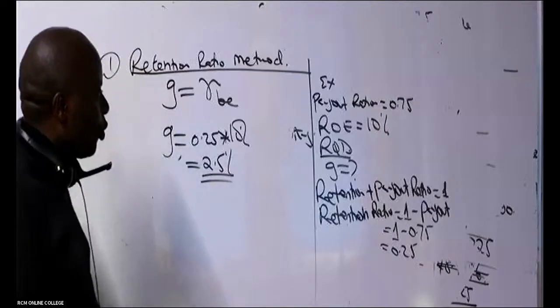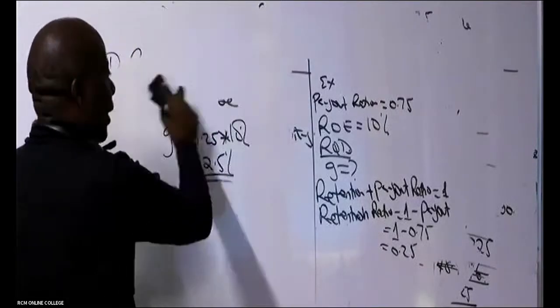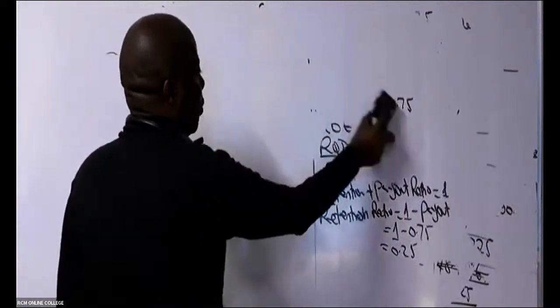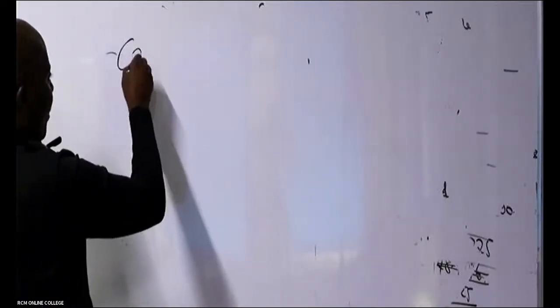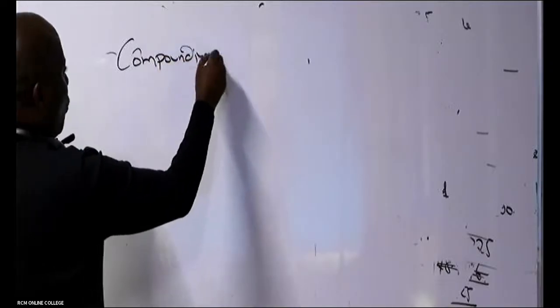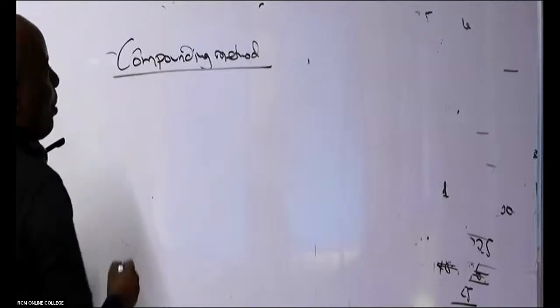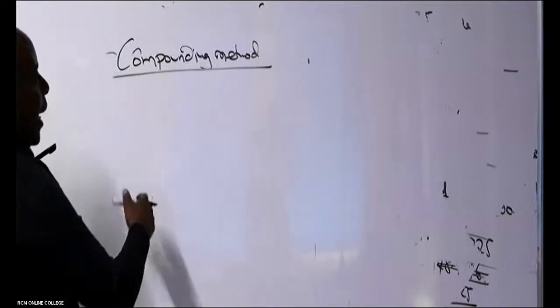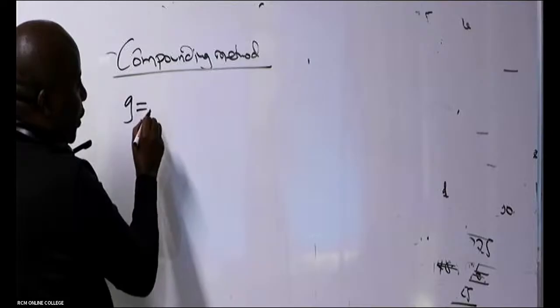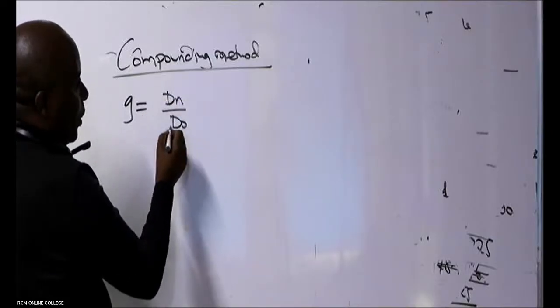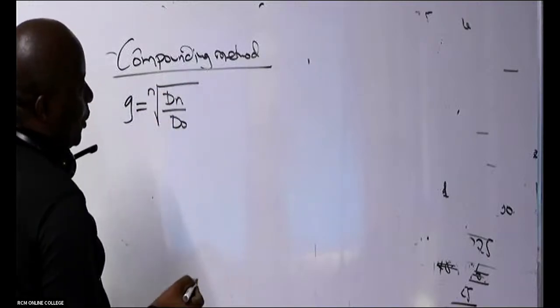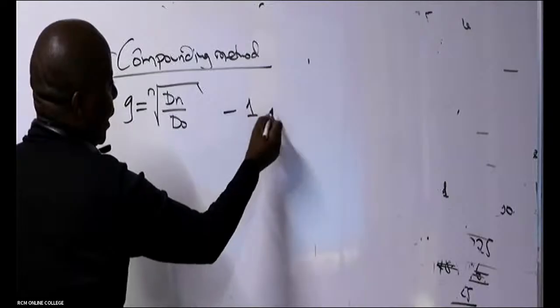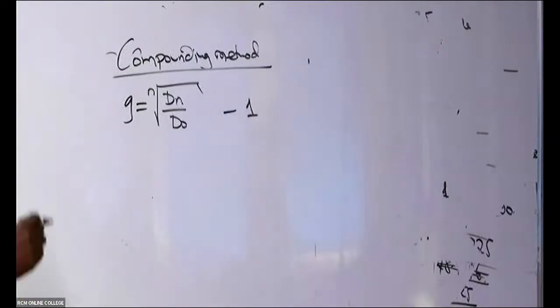Now number 2, we have what we call the compounding method. Under the compounding method, what are we supposed to remember? We shall compare two dividends, so we have Dn over D0, and then you take the nth root. Whatever you get, you take away 1. That gives the compounding growth rate from the compounding formula.